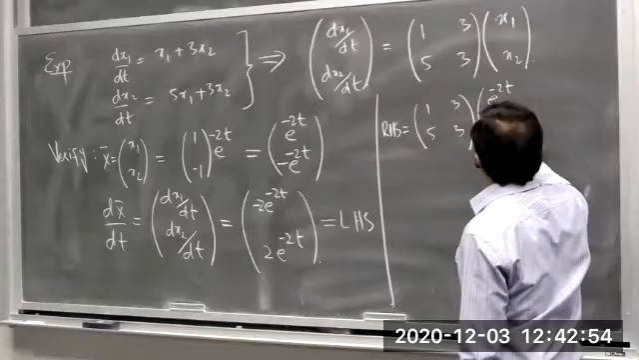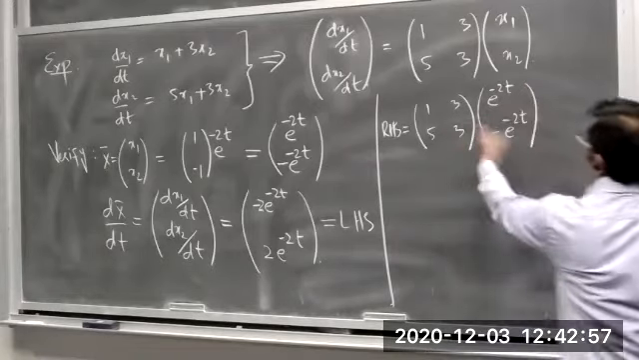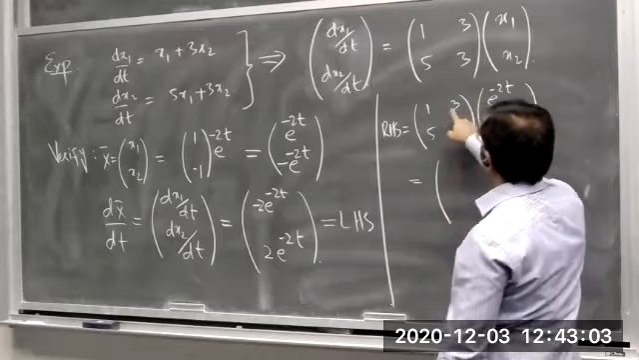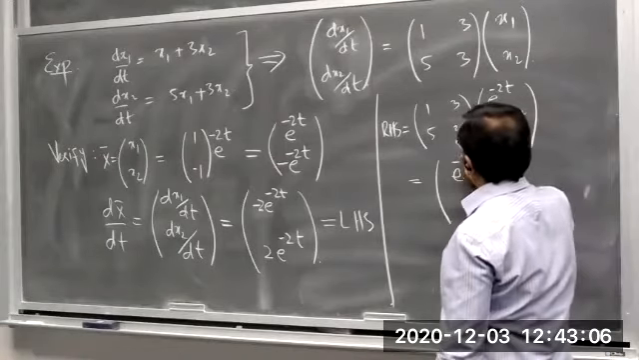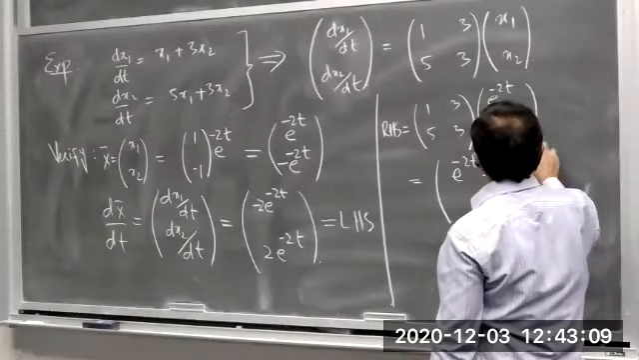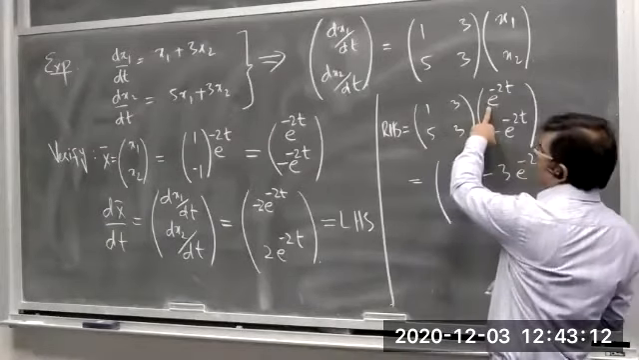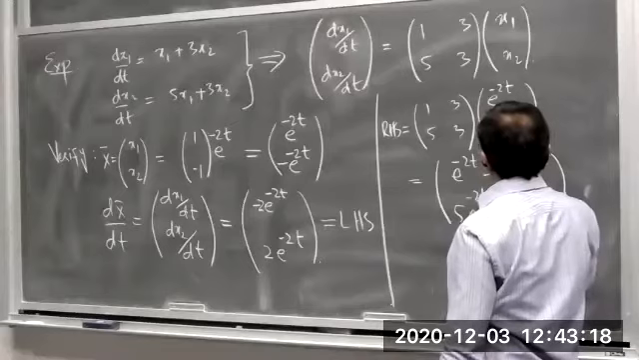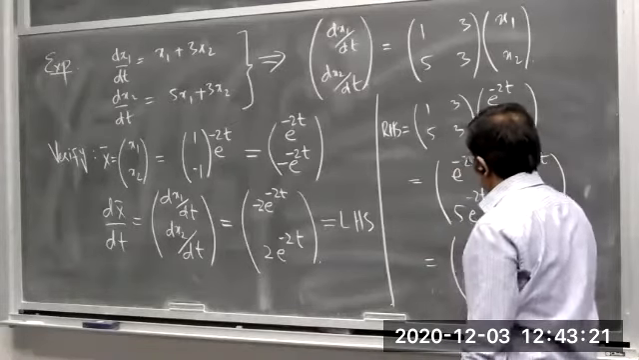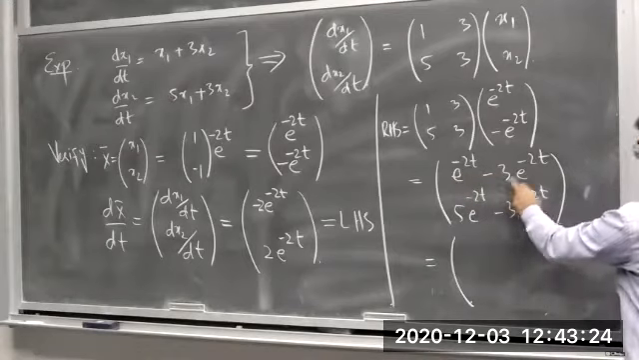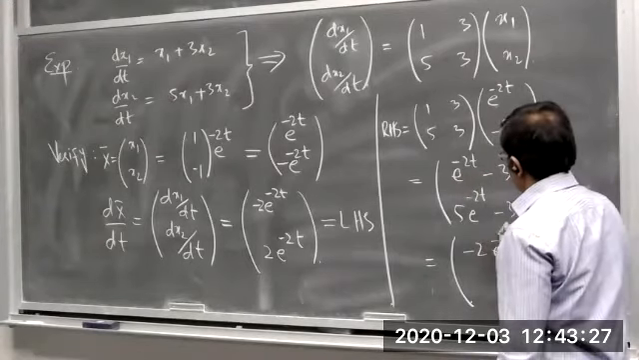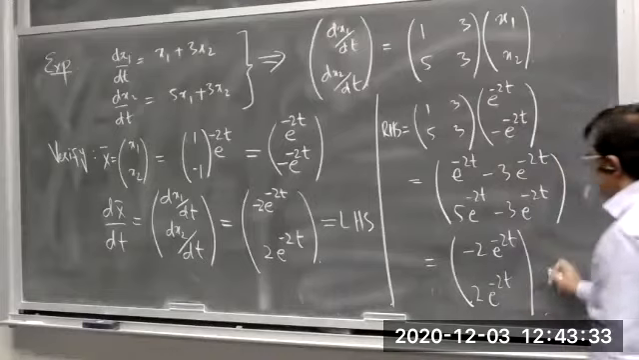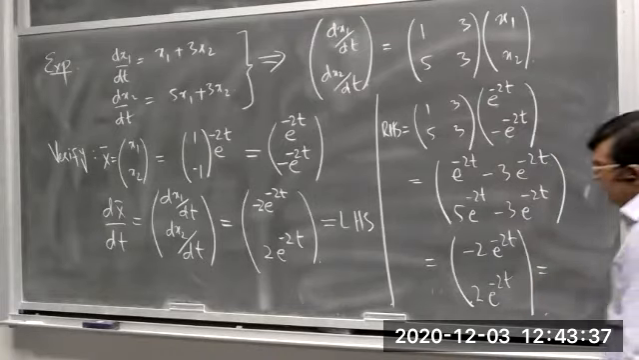And the second one is negative e to the power minus 2t. So you have to multiply the matrix with the vector. What do we get here? This into this plus this into this. So it becomes e to the power minus 2t minus 3 e to the power minus 2t, and 5 into this minus 3 into this: 5 e to the power minus 2t minus 3 e to the power minus 2t. And it becomes what? e to the power minus 2t minus 3 e to the power minus 2t is minus 2 e to the power minus 2t, and this one is 2 e to the power minus 2t. So this is your right hand side.